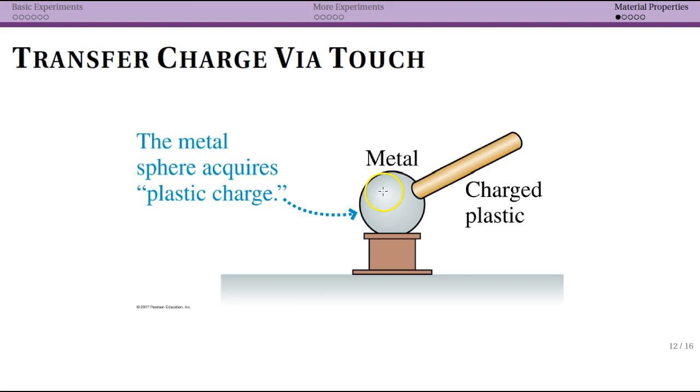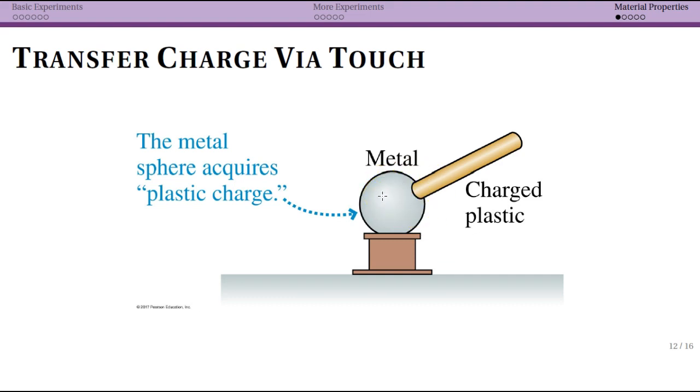So if I have a metal sphere, and here we're talking about an isolated metal sphere, so it's not a metal sphere I'm holding in my hand, but it's going to be a metal sphere, say, on a wooden base, which we haven't yet justified why the wood isolates it, but it does. And if I touch a charged plastic rod to my metal sphere, the metal sphere then acquires plastic charge.